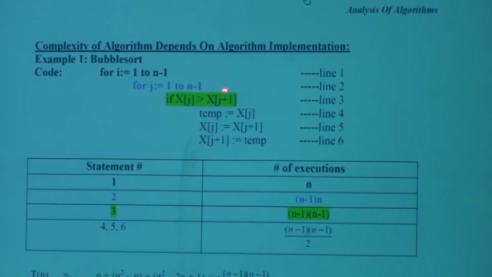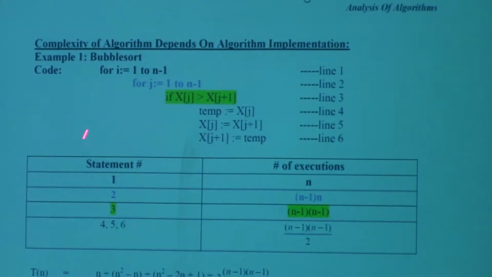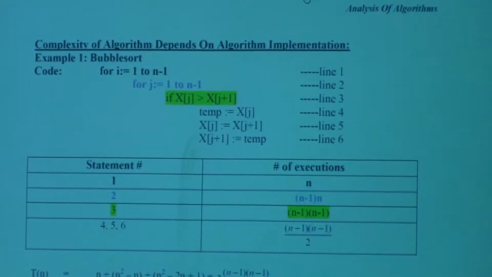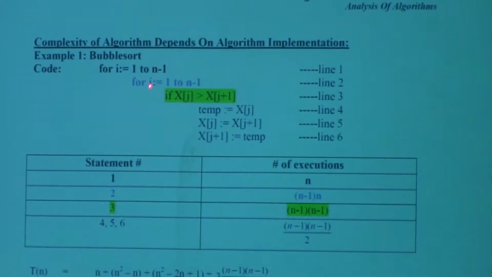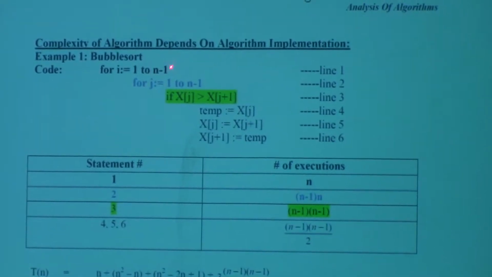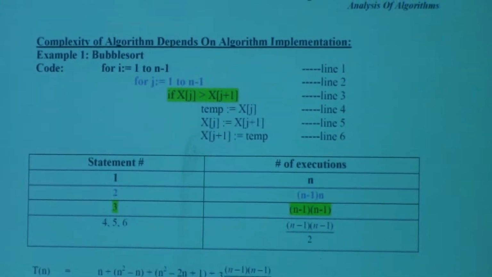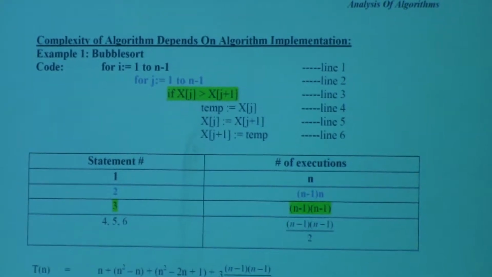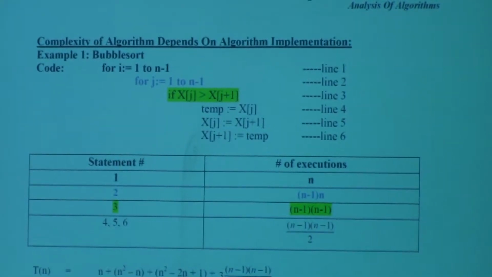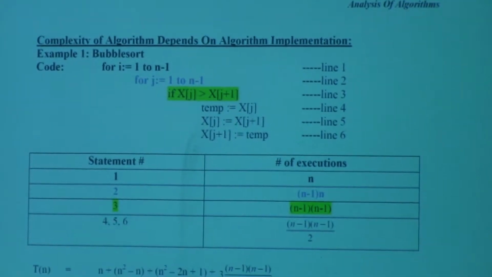But when i is 2, it's n minus 2. And when i is 3, it's n minus 3. And when i is maximized, it goes in when i is equal to n minus 1. Therefore, j goes from n minus 1 to n minus 1, which is how many iterations? 1. When the upper index and the lower index on a summation or a loop are the same, 1 iteration. Well, if there's 1 iteration, there's 1 comparison, and at most, 1 swap.